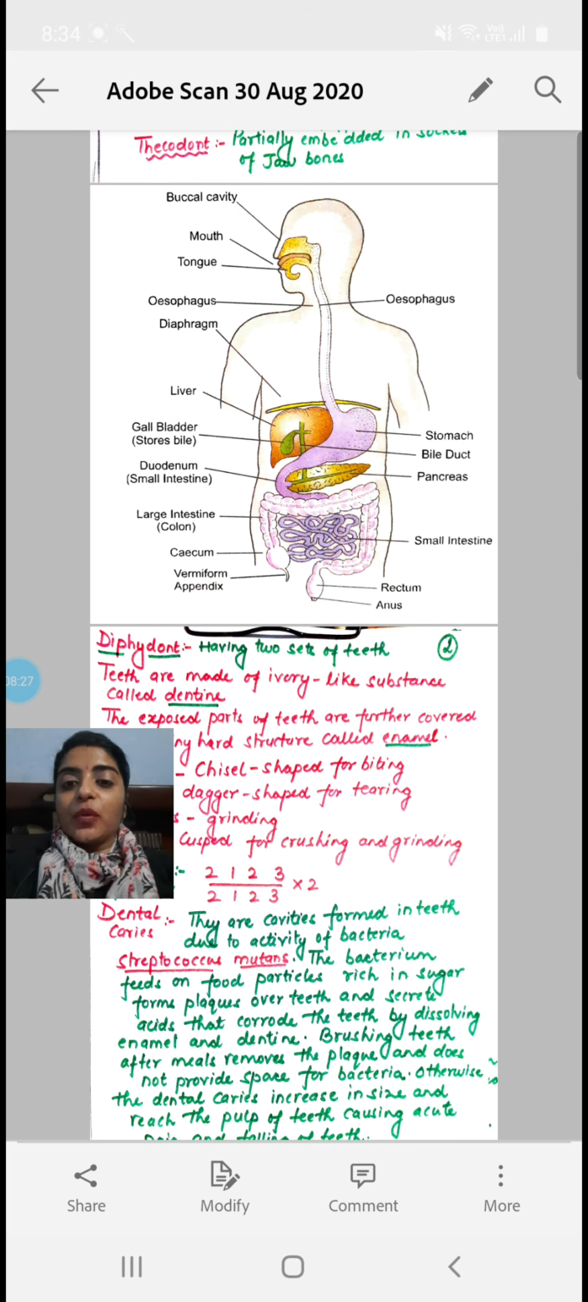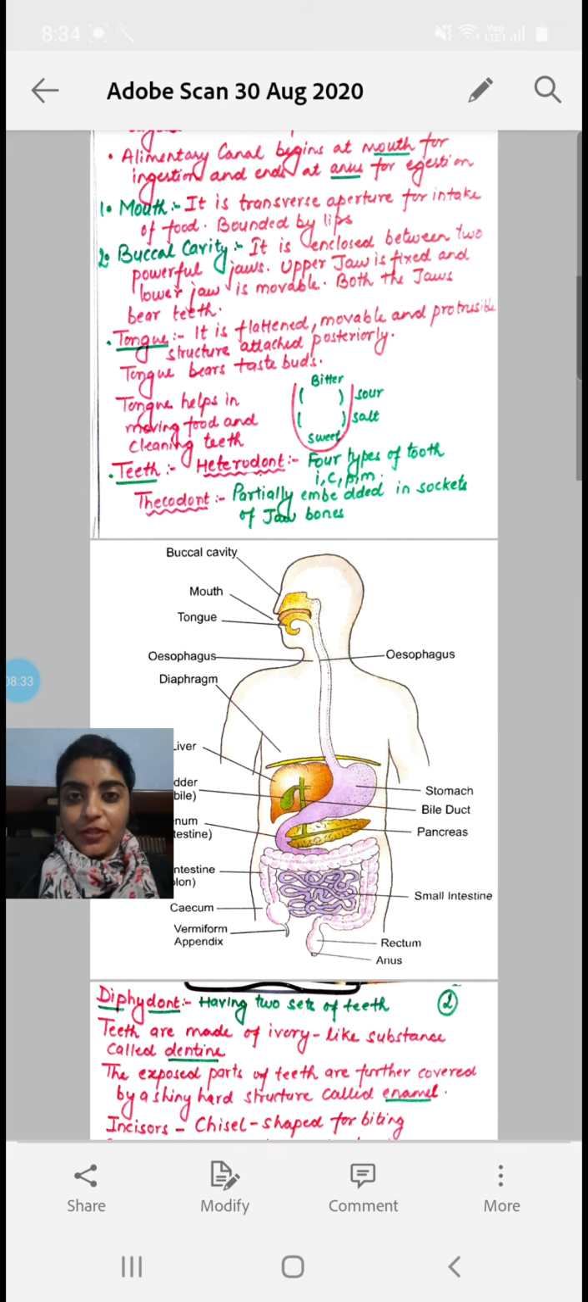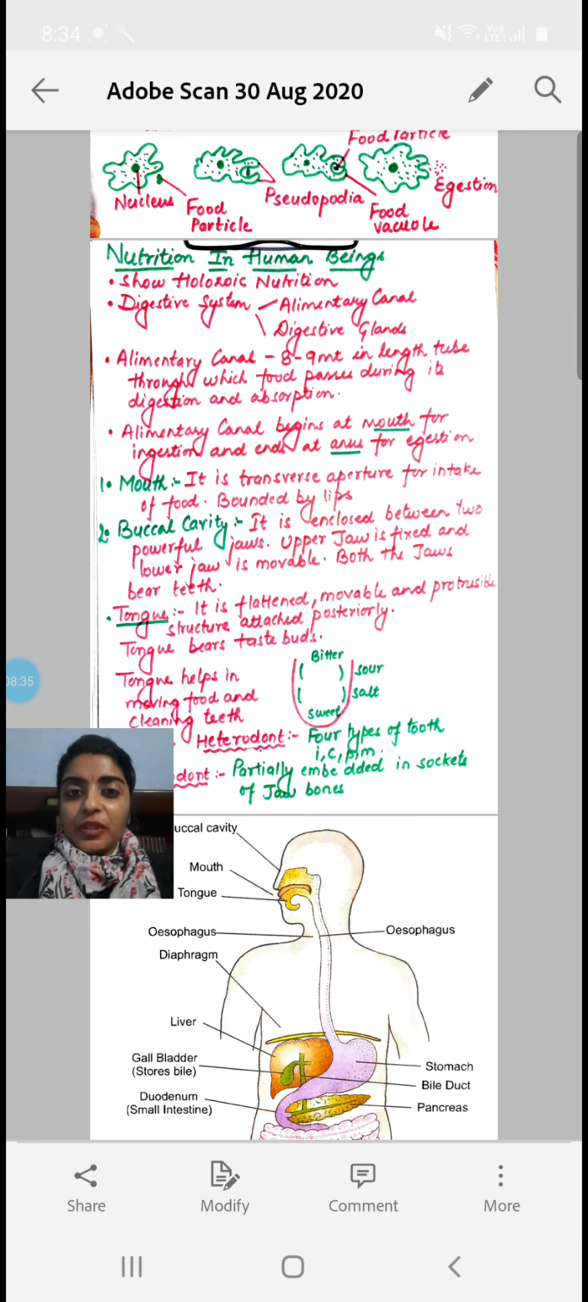So let's begin with the details of the digestive system, and the first part that we will cover is the alimentary canal. Now this alimentary canal is 8 to 9 meters in length. It is a tube-like structure through which the food passes during the digestion and absorption process, okay. As I have already discussed with you, the alimentary canal begins from the mouth and ends at the anus, okay.